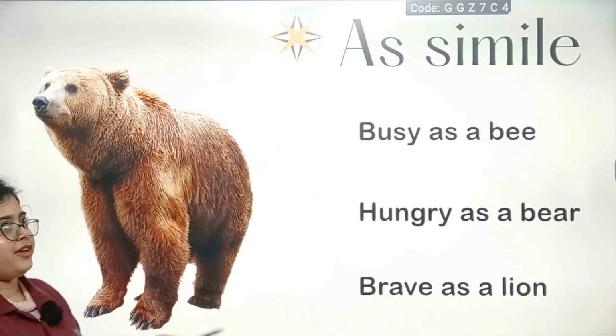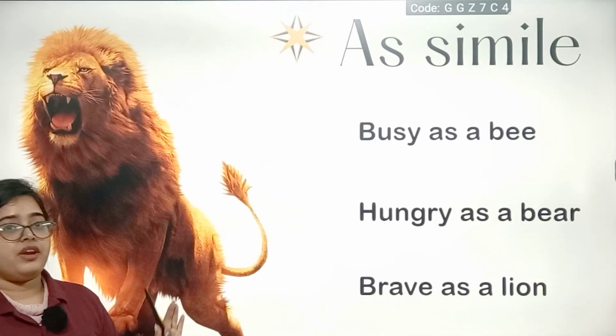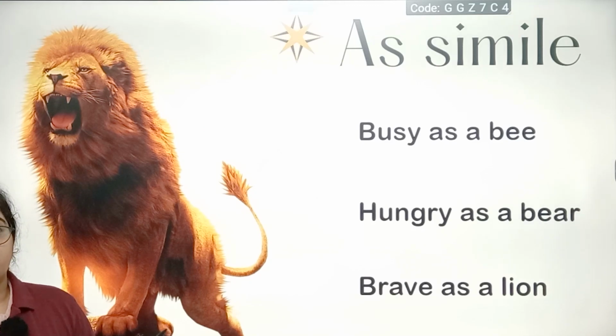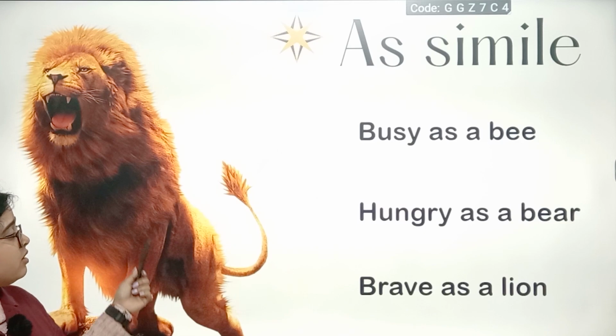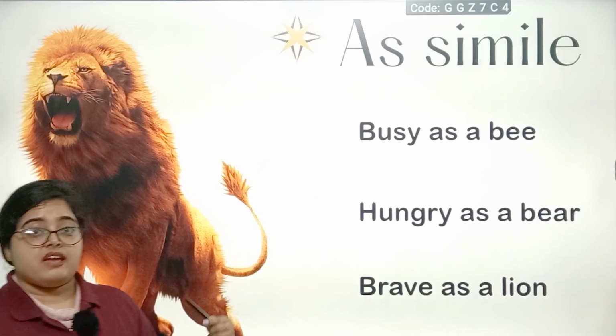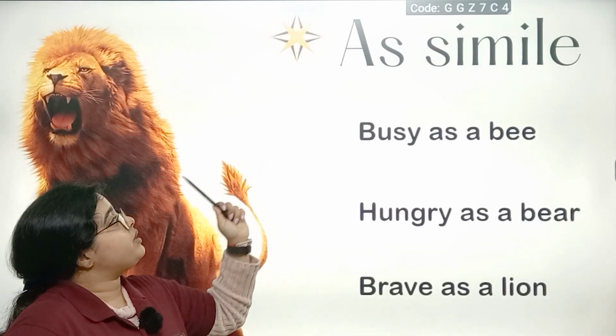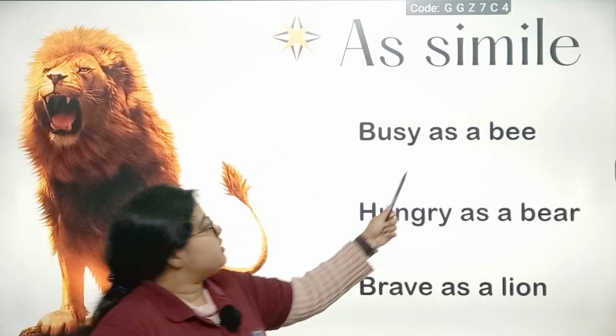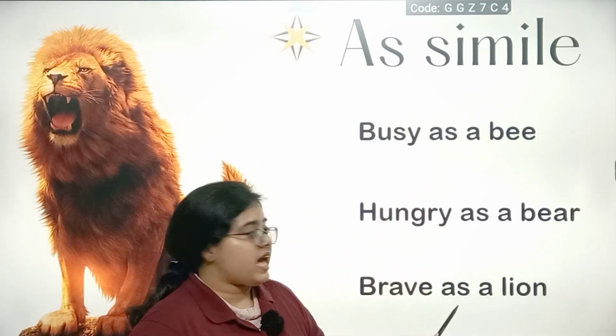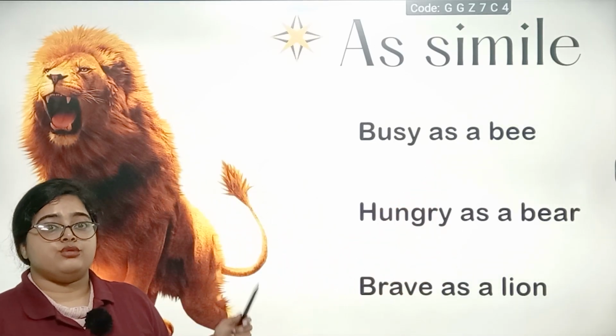Then brave as a lion. The lion is known as what? The brave heart. It is the bravest animal, right? So here we say brave as a lion. So these are known as similes. So here you see they use the word as. So this simile uses as.